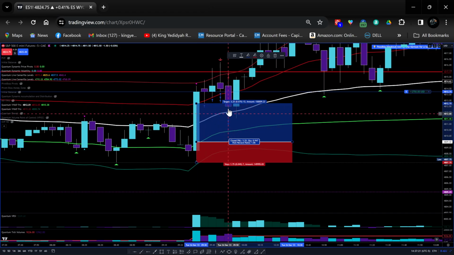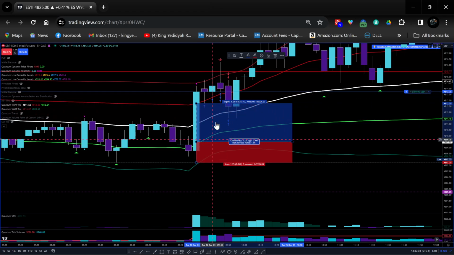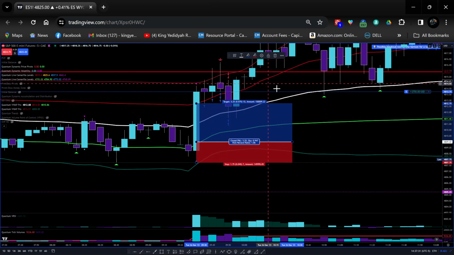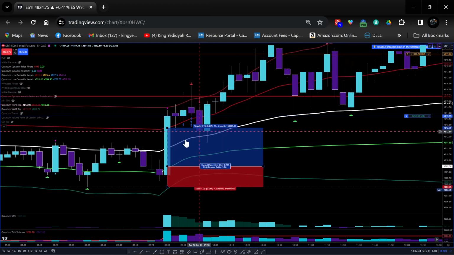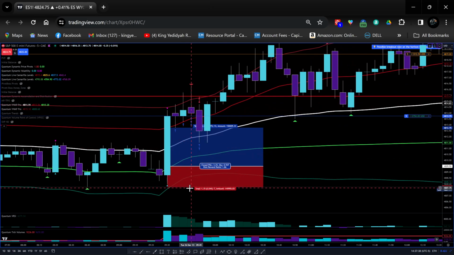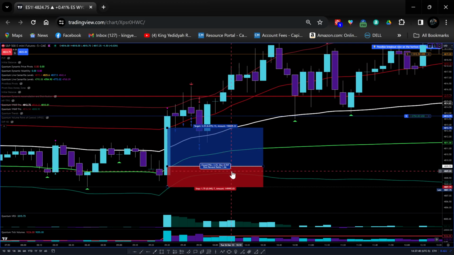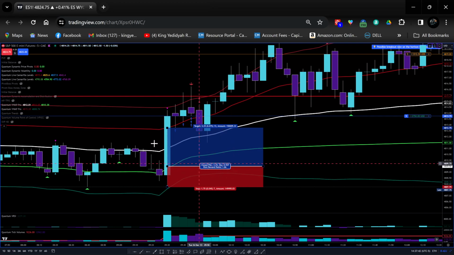So within that, that's 3 points. It depends on how many points you're actually looking at, but it's like an entry setup, because you're probably looking for more points than that. I know I'm looking for more points than 3 points. And risking 1.75 points, so it's roughly like a 1.86 ratio.